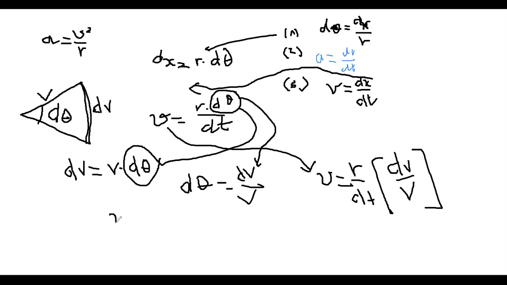We can take out again, r is independent, v also is independent, multiplied by dv divided by dt.